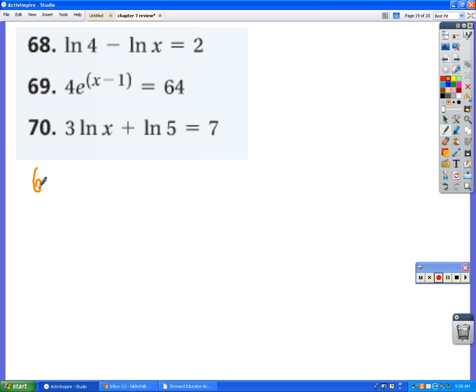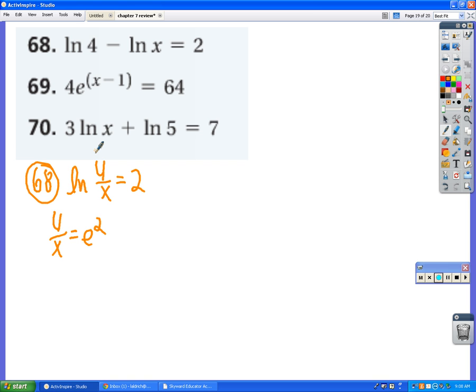All right, so with number 68, we're going to go slow. Subtraction, James, is the same as division. So my first step is to rewrite it as natural log of 4 divided by x equals 2. Does that make sense? Now that I have it condensed down into a single natural log, I'm going to use the definition of logs to rewrite it as an exponential problem. 4 over x equals e squared. This number to this power equals this.